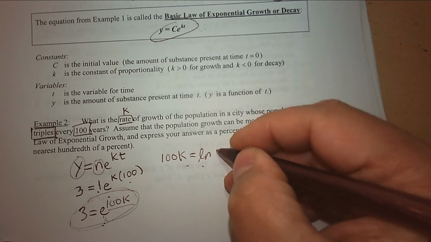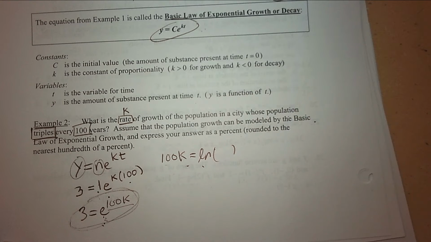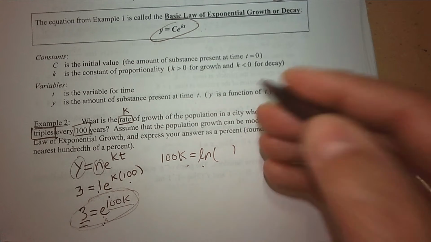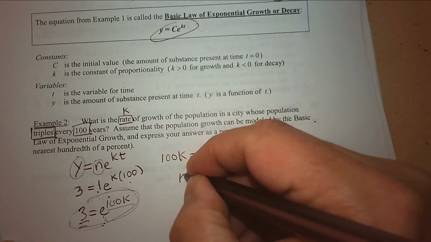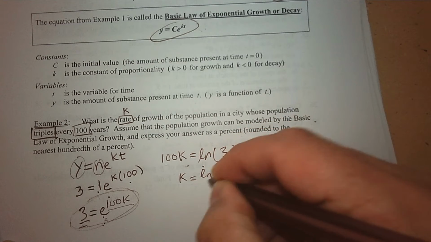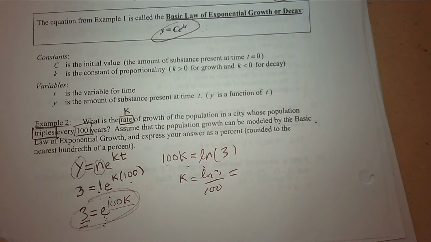Ln. And then what goes inside the logarithm? 3. And I don't need parentheses. But if I had something more than that, then it's all together inside. How do I get K by itself? Divide by 100, and now use your calculator. Ln 3 divided by 100.